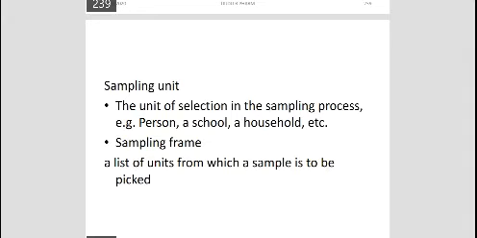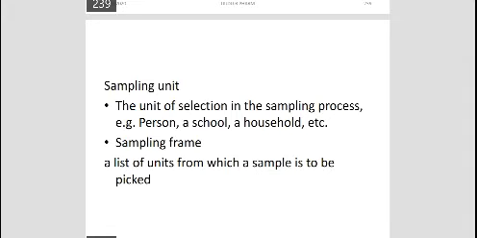So let's see the sampling unit. The unit of selection in the sampling process: a person, a school, a household, etc. This is what I was trying to explain up there.